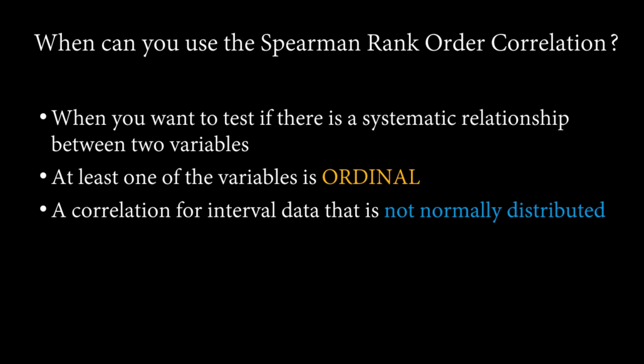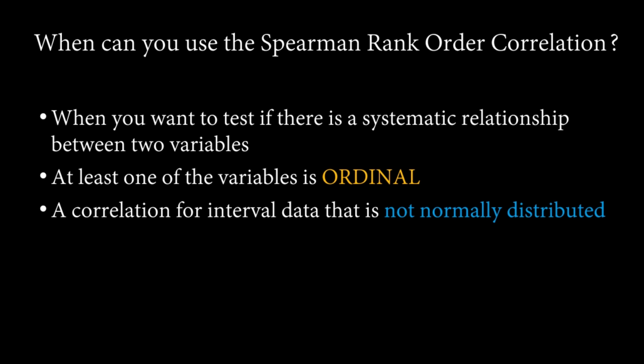So when can you use the test? Well, first of all, you use the test if you want to look at a systematic relationship, a systematic association between two variables, at least one of which is ordinal. So if you have an ordinal and an interval variable, you should use a Spearman rank and not a Pearson.